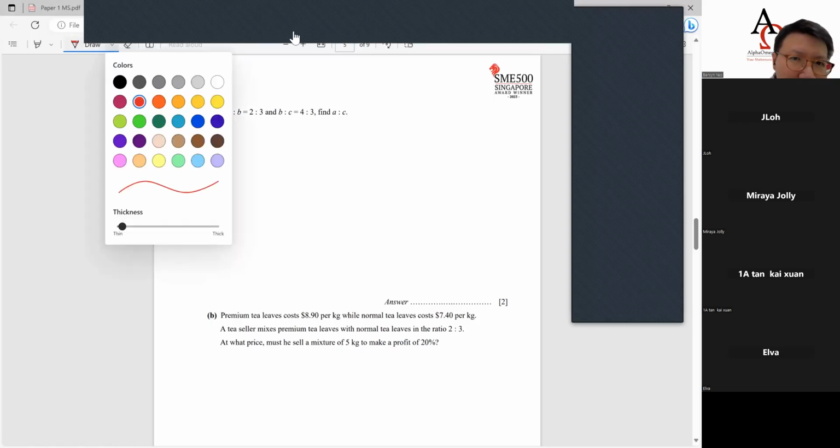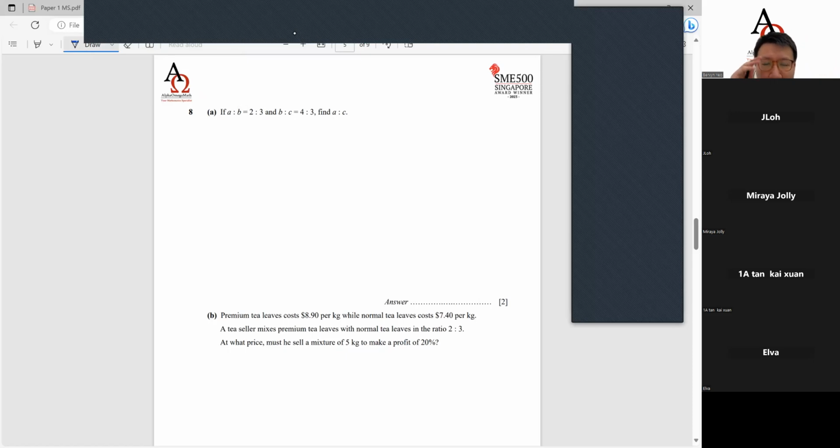So in this case over here, we always go for the common alphabet. The common alphabet here is actually B. So I write it out in this way. A is to B will be 2 is to 3. And B is to C is 4 is to 3.